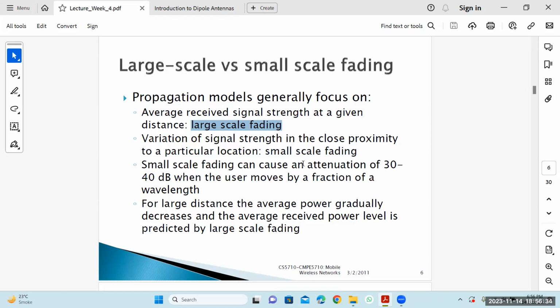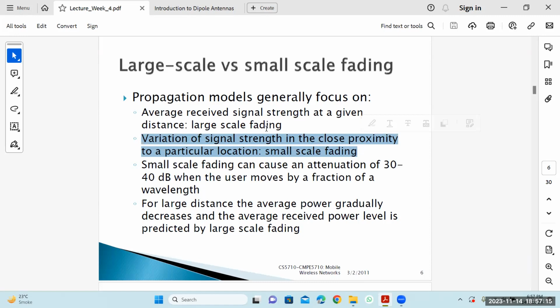Small scale fading can cause an attenuation of around 30 to 40 dB when the user moves by a fraction of a wavelength. I'm pretty sure you must have come across situations where you receive a call and then you move a little bit and you get the signal strength back. That is small scale fading, right? Just by moving a very small distance, you get the strength of the signal back. That is the phenomenon of small scale fading, because it is the variation of the signal strength in the close proximity to a particular location.